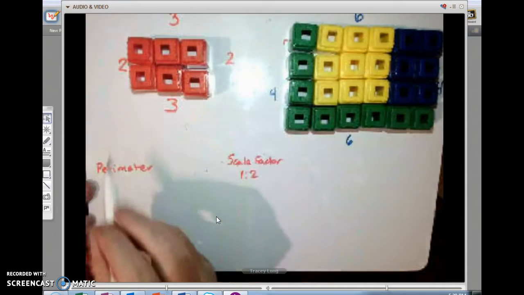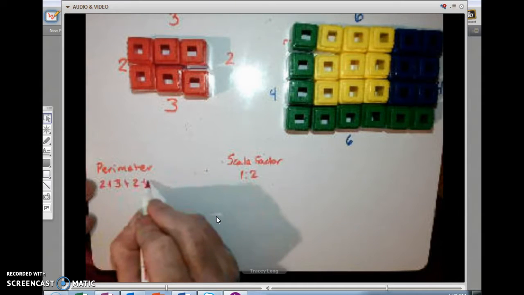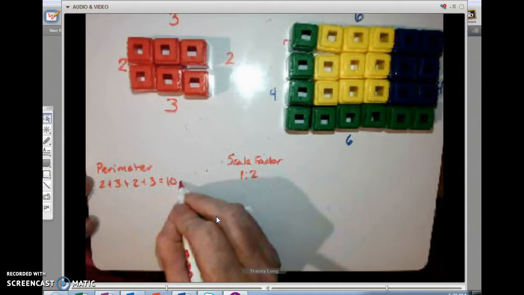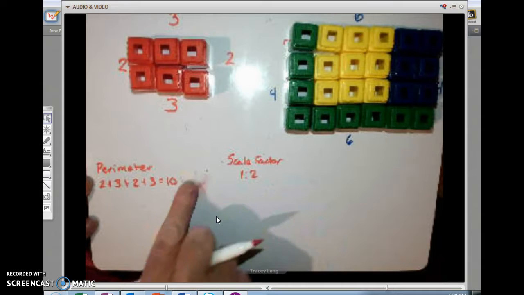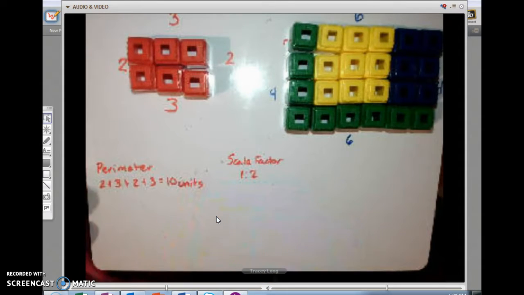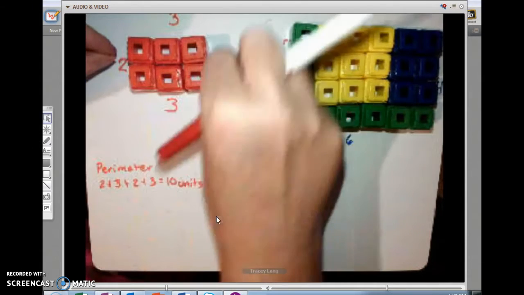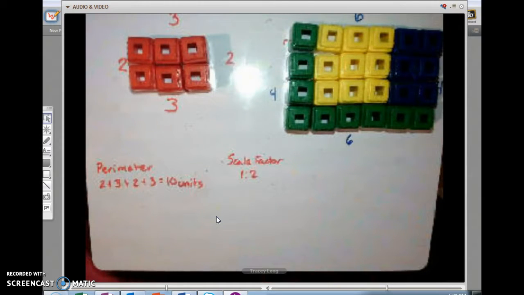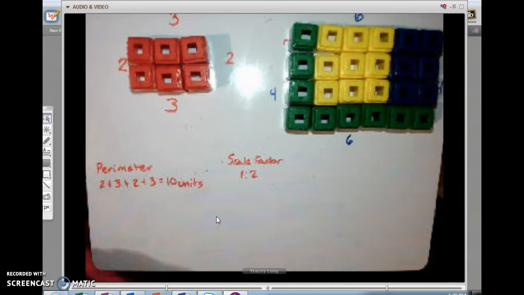Okay, so I'm going to say 2 plus 3 plus 2 plus 3, and I get 10. And I'm going to say it's 10 cubes. Okay, well, let's say 10 units. Let's call it units. Okay, so the perimeter, or the distance around this, I can take a string and wrap it around it, and if I straighten that string back out, it would be 10 units long. All right, now let's find the perimeter of the other figure.